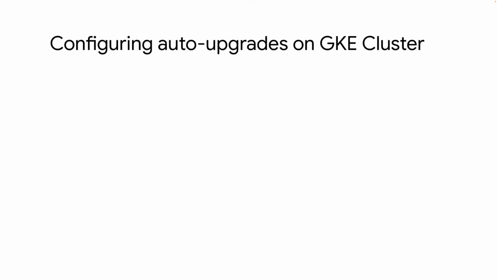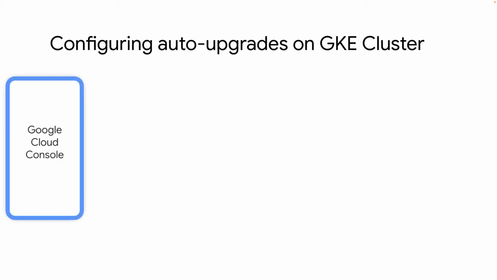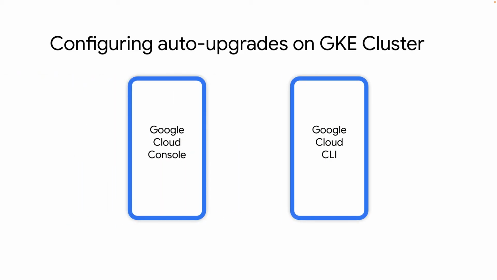If you are running a GKE cluster, the two most common ways to configure it are either by using Google Cloud Console or Google Cloud CLI. First, we will learn how to enable node auto-upgrades for an existing node pool using Google Cloud Console.